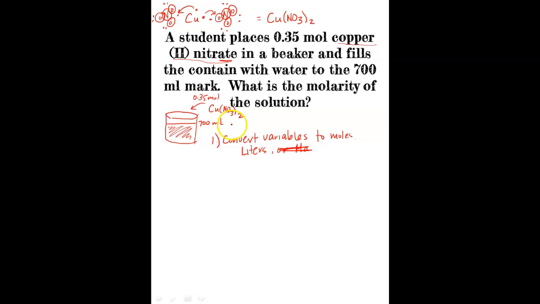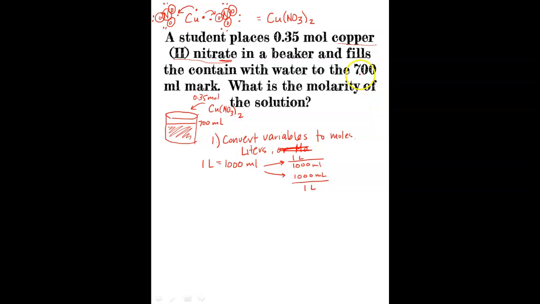So when I look at this here, I have my amount of solute in moles, so that's good. But I have here 700 milliliters. I need to convert that milliliters into liters. And remember, I have 1 liter equaling 1,000 milliliters. That means I can create a conversion factor. I either have 1 liter over 1,000 milliliters, or I have 1,000 milliliters over 1 liter. This is what we've been doing with conversion factors all along.